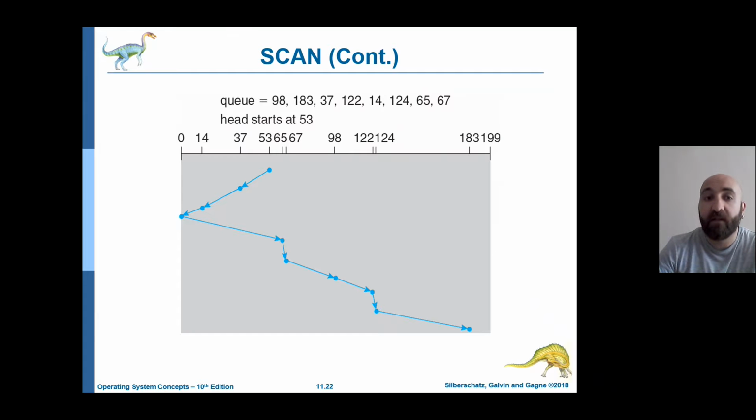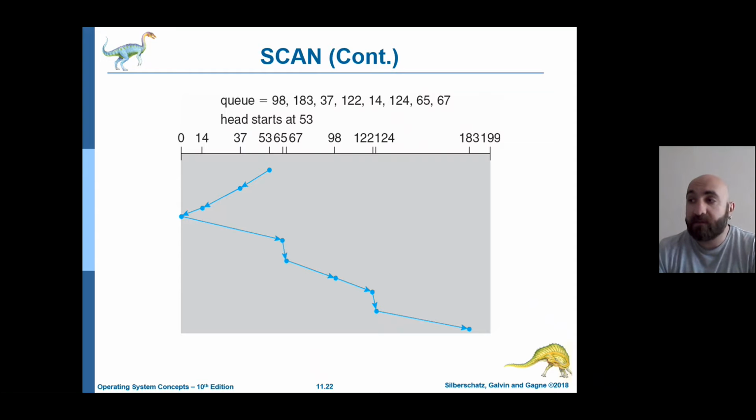And here is the example. Again, we need to know the queue and the starting point of the head. Also, we need additional information here. We need to know the head movement direction along with the head's current position. We know the initial position, but we also need to know which way the head is already moving. In this case, we are assuming the queue is the same, the head still starts from 53, and the disk arm is moving towards 0.